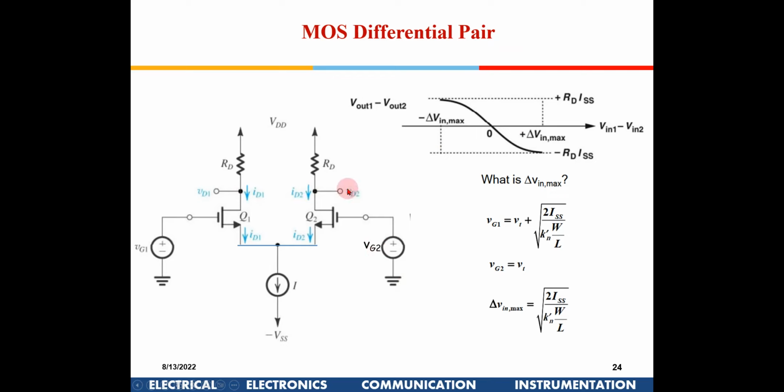Now, that Vin maximum we found out by doing some long derivations. That can be done in a simplified manner also. We were trying to find out what will be that maximum voltage for which the output will go to 0, and that is the useful range for us. I can take VGS1 equal to VT plus the square root of 2 ISS by, because now the entire current is flowing here. What about VGS2? No current is flowing here, so this has just reached the VT point. So I have written a VT. Now if I take the difference, I get this value.